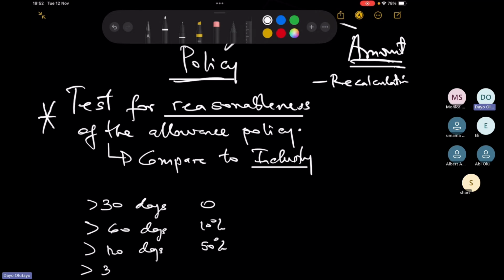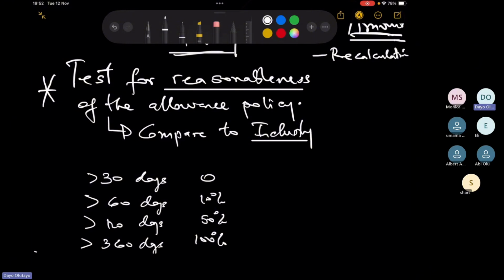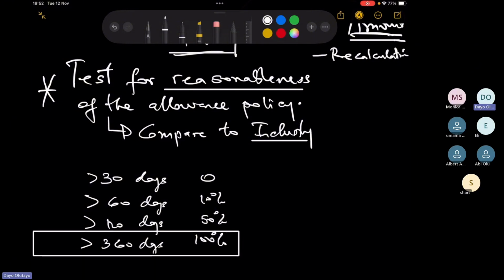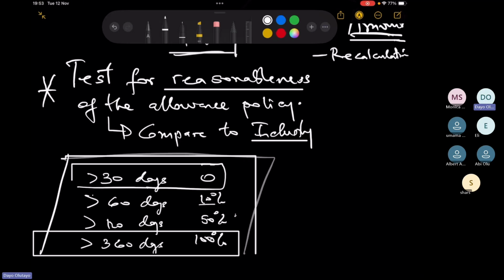For anything that is more than 360 days, they will make 100% provision, which means they are saying that if a customer has not paid them for 1 year, they will believe that the whole amount will not be paid and they will make provision for the whole amount. If it's just 120 days, they make 50% provision. If it's just 60 days, they make 10%. If it's just 30 days, they believe that it is just an error. The customer just forgot and will still pay back, so they don't make any provision. So this is an example of a policy that they can give you for allowance.